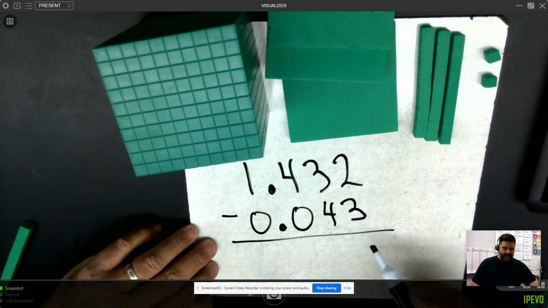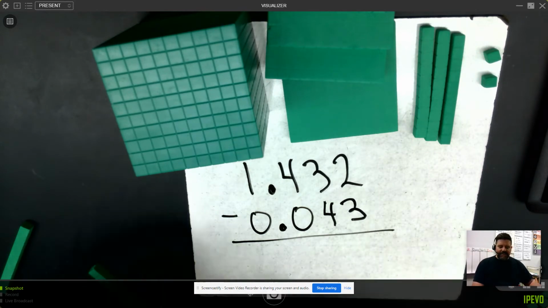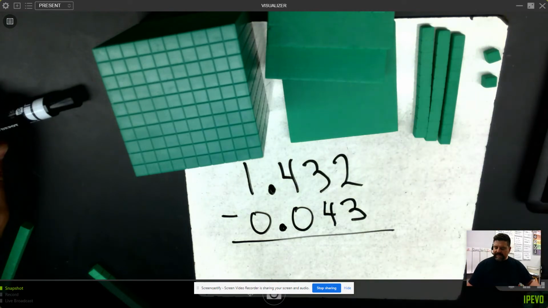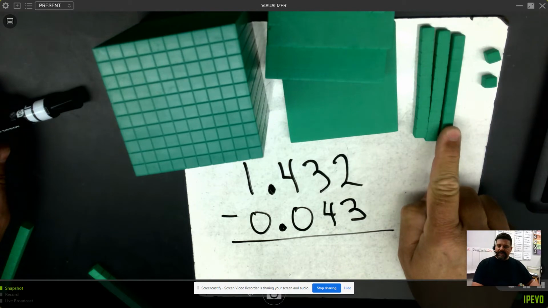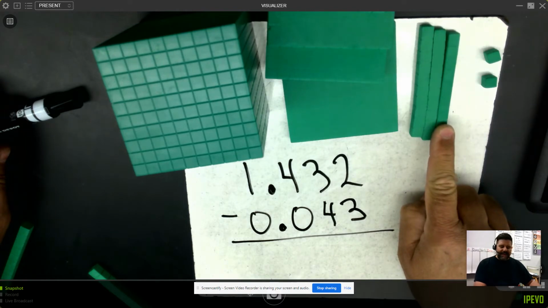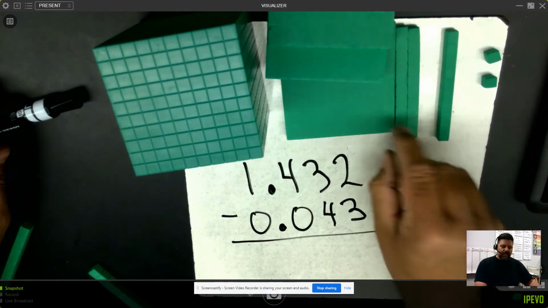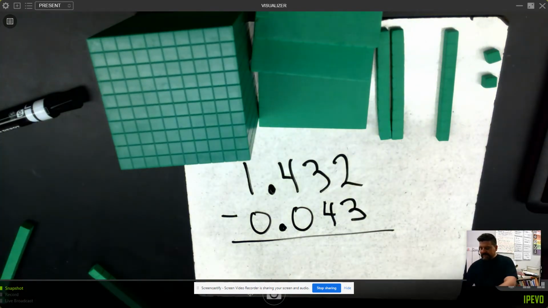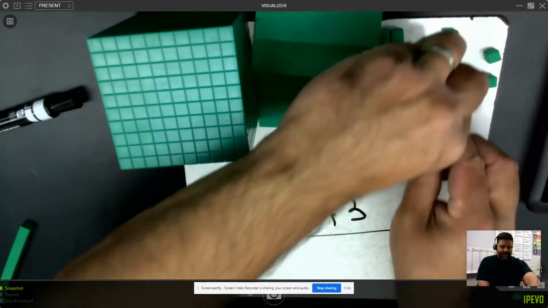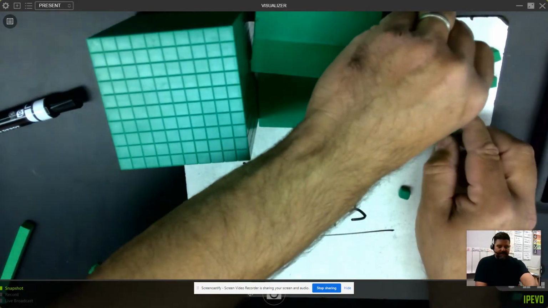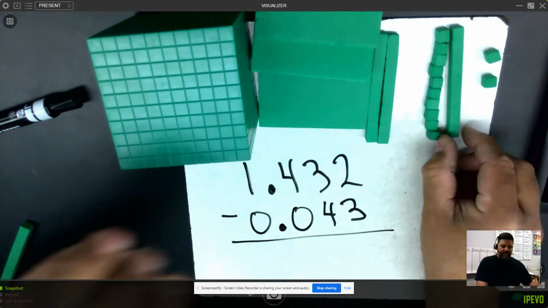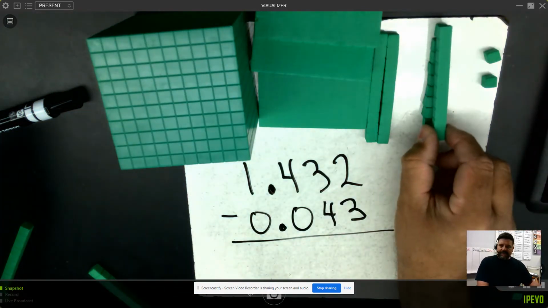This time, I want you to take away from it 43 thousandths. Problem is, I don't have 3/1000 to take away. So what that means is I'm going to have to rename one of these hundredths in terms of thousandths. If I take one of these hundredths and rename it as 10/1000ths, 1/100th is equivalent to 10/1000ths.